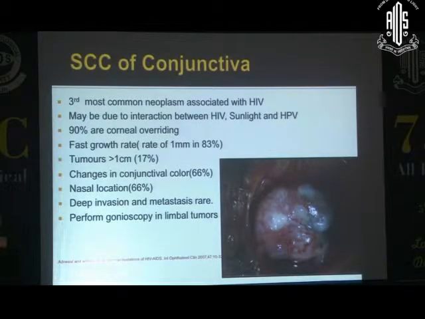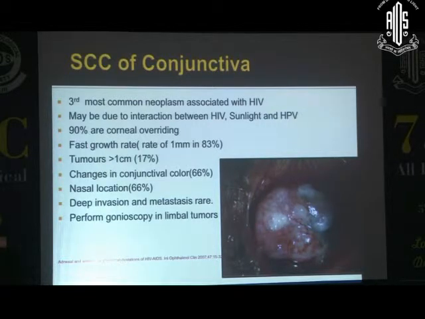Talking about surface neoplasia, squamous cell carcinoma of the conjunctiva is the 3rd most common neoplasm associated with HIV after Kaposi's sarcoma and lymphoma. It may be due to interaction between the HIV, the sunlight, and the human papilloma virus. Some of the features more common in these patients: 90% are corneal or limbal squamous cell carcinoma, very fast growth rate, or tumors which are larger in size. There may be changes in the color, including pigmentation of the lesion, and nasal location. So these are features which may lead us to think that maybe this patient has HIV.